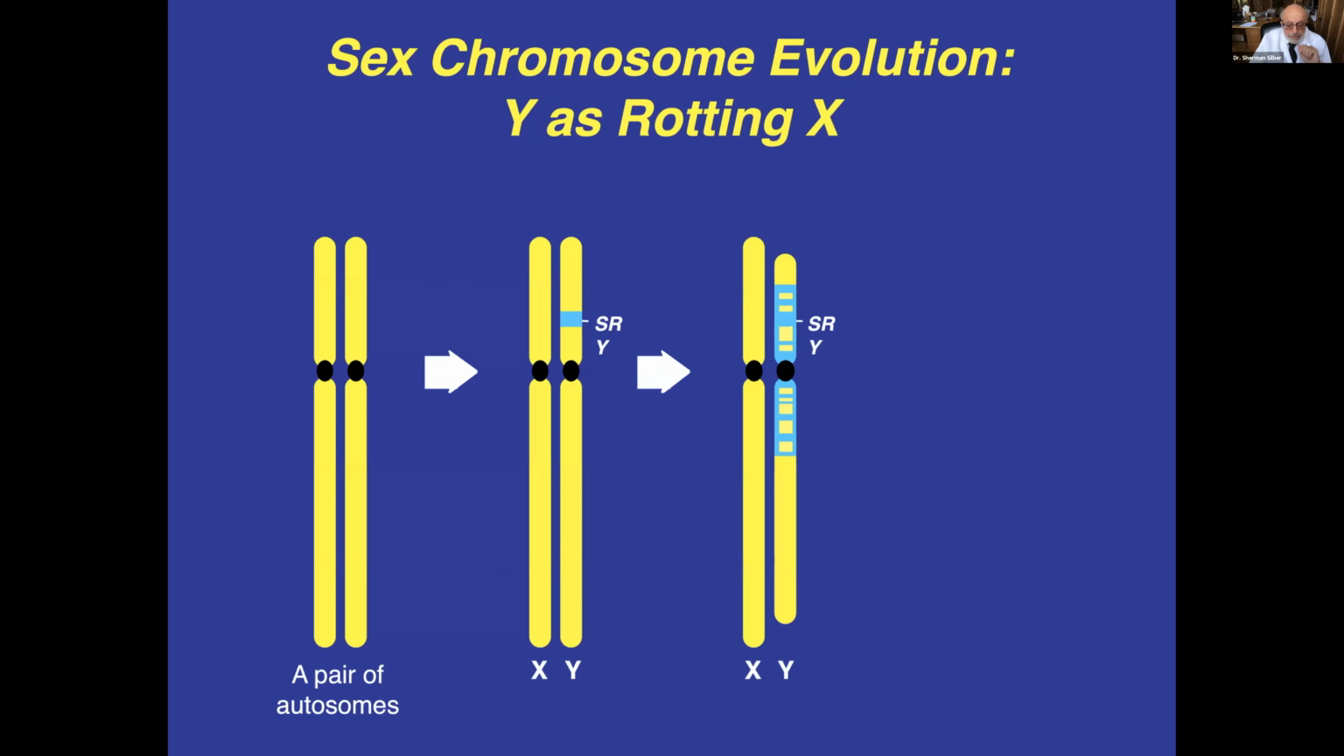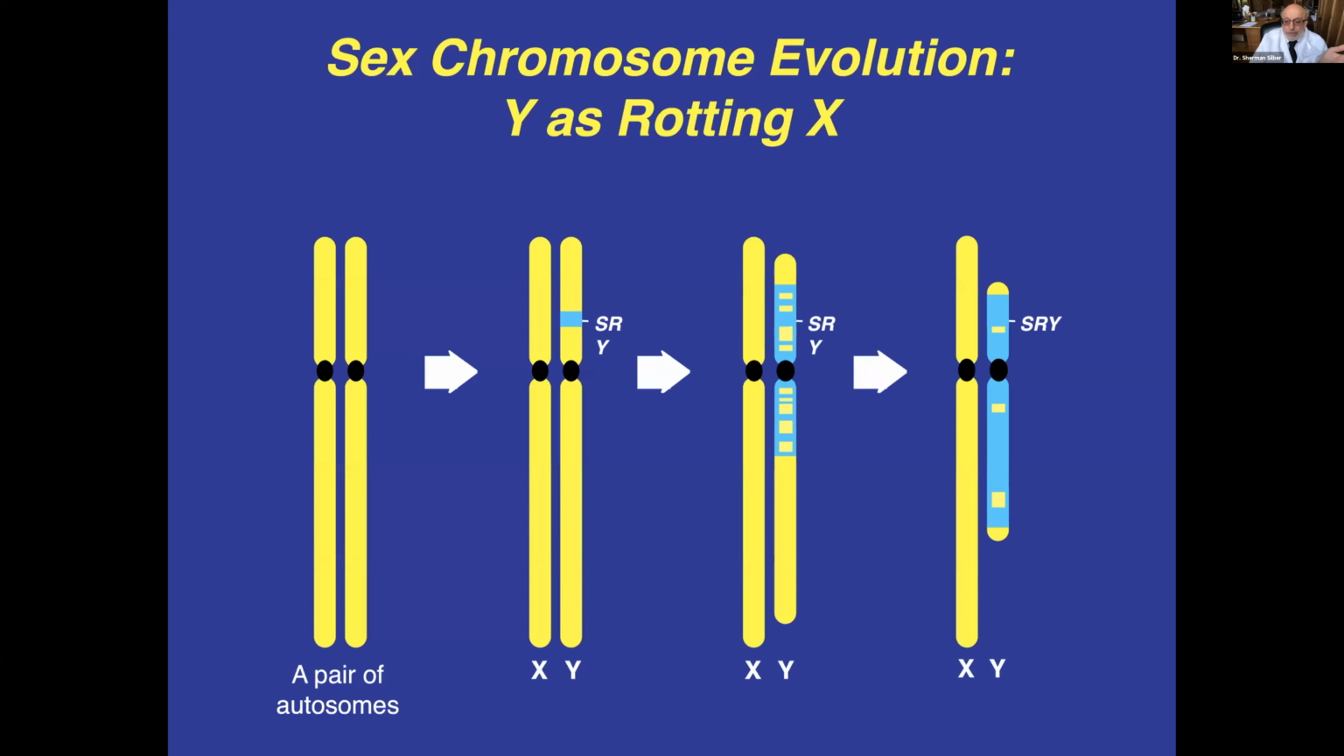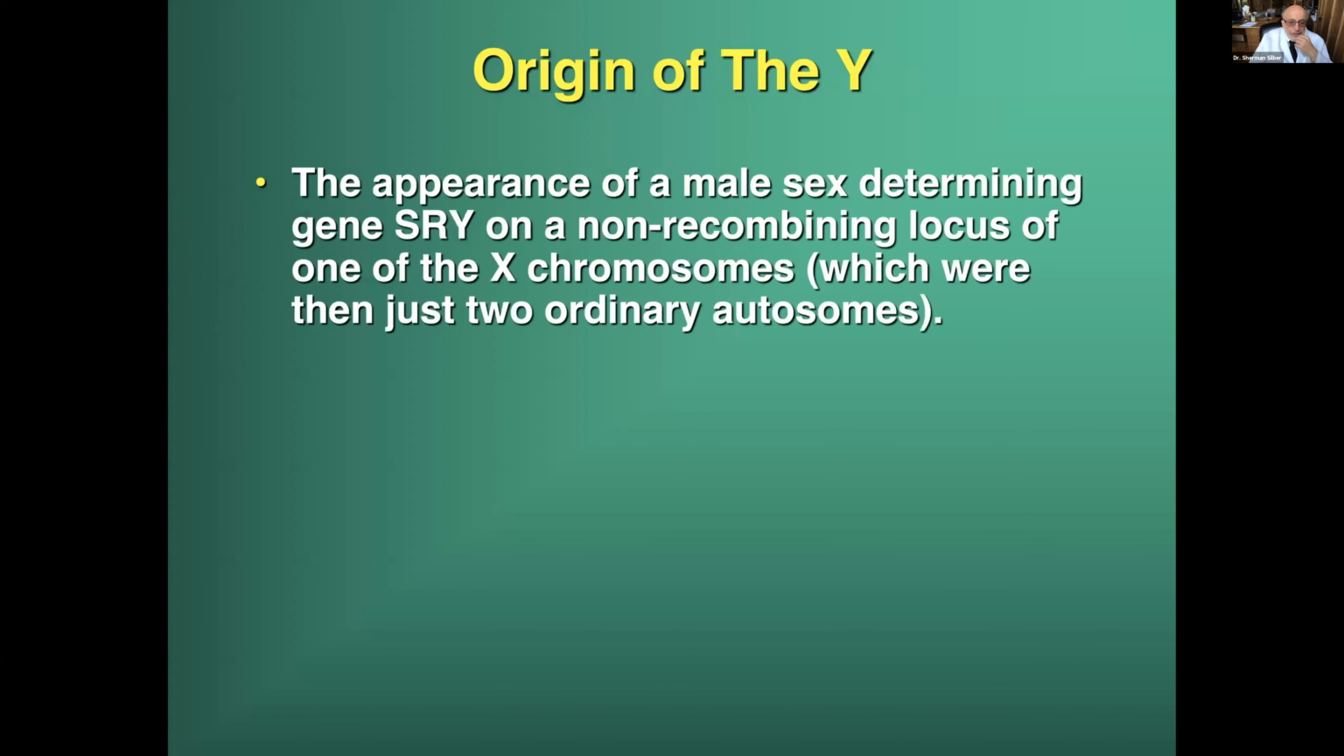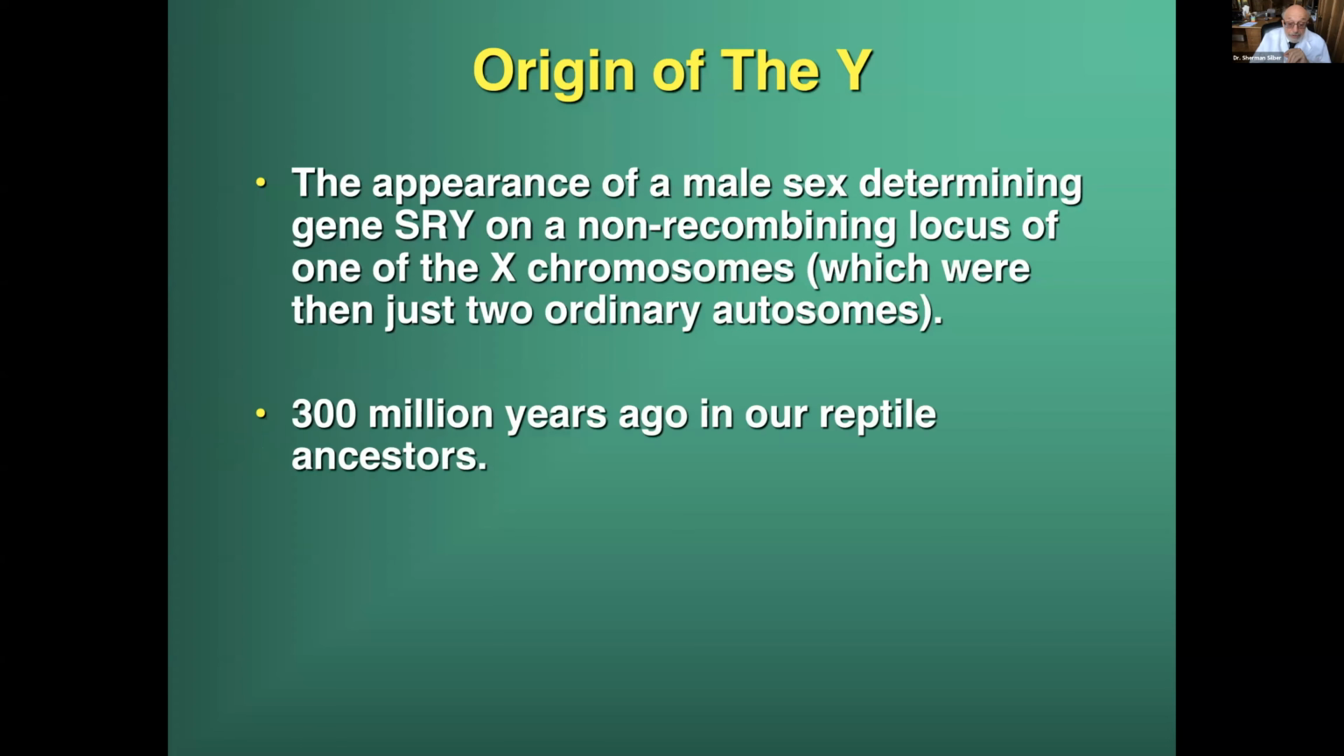But at least for our mammalian Y, eventually we wound up with, as Jenny would say, a pitiful little Y chromosome, but maybe not so pitiful. The appearance of the male sex-determining gene on a non-recombining locus, that was crucial, of what was an X chromosome before, 300 million years ago when we were just reptiles.